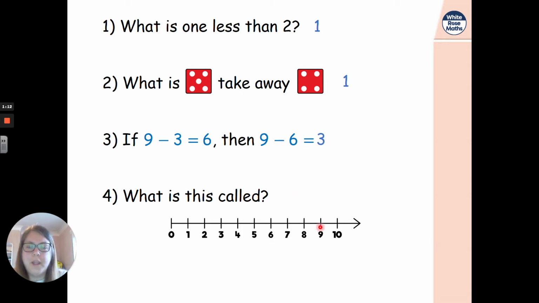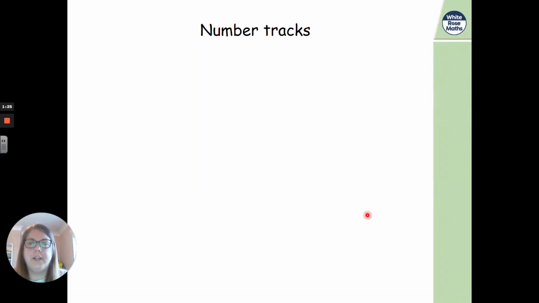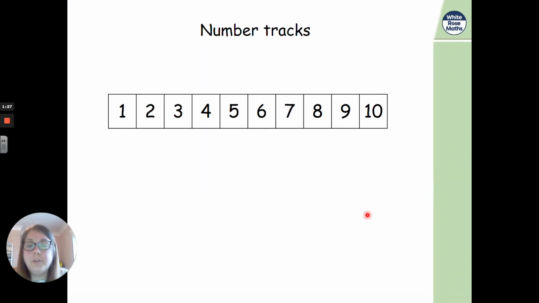Well done. Does anybody know what this is called? Give you a little bit of a clue at the beginning to tell you what we were looking at today. It's called a number line, and that's what we're going to look at today. So let's learn. Number tracks. Number tracks can look like this. They can look like the one before. They can look like lots of different things, but we're going to use this number track at the minute to help us.